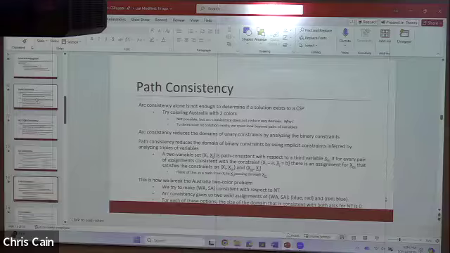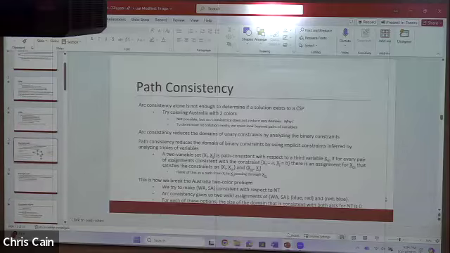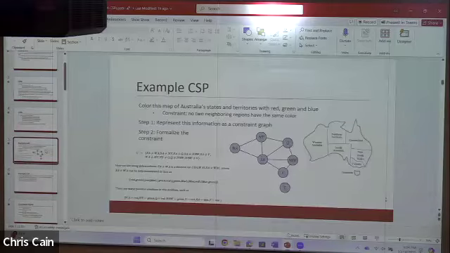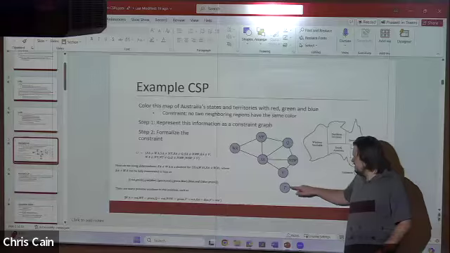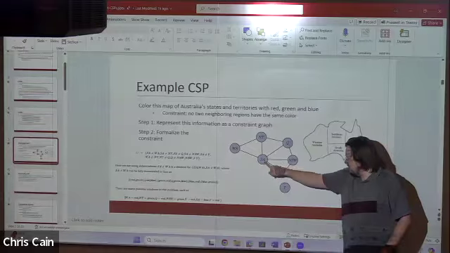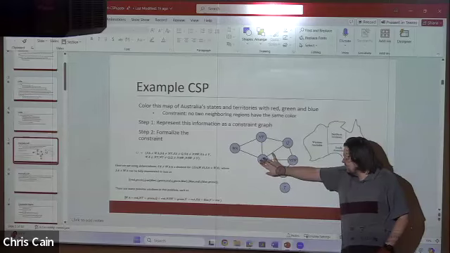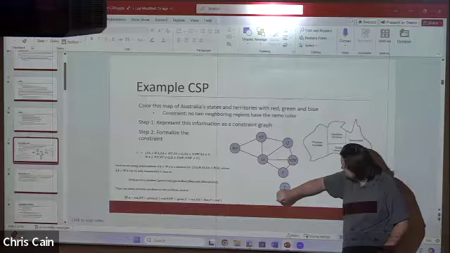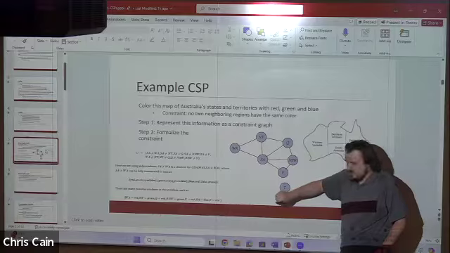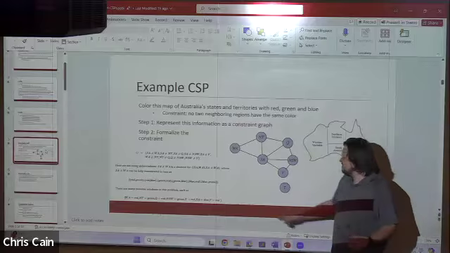So something like, going back to the Australia problem, because we love our Australia problem, we wouldn't be able to see that the arc between, if we set this to be green, let's go with, we only have two colors.